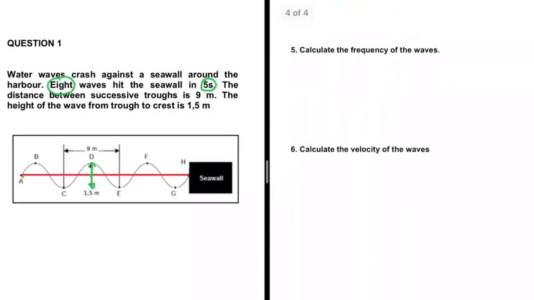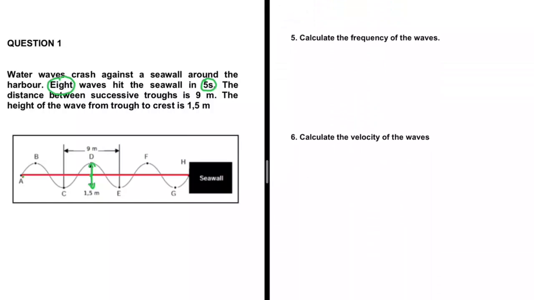Let's move to the question that follows. Question 5, calculate the frequency of the waves. If we already have the period, calculating the frequency becomes extremely easy. So the frequency will be equal to 1 divided by the period. This is 1 divided by the period, which is 0.625. So what is 1 divided by 0.625? 1.6. So we have the frequency being equal to 1.6 hertz. And there we go. We have the frequency. If you have the period, it's really easy to calculate the frequency, and vice versa.